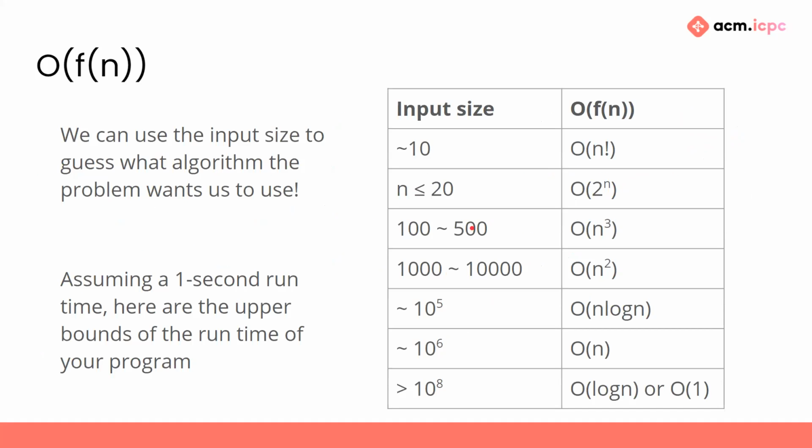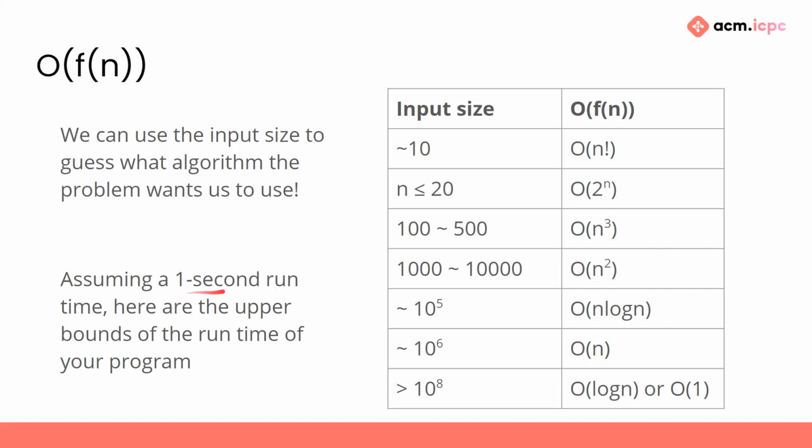Why do we need to know about this? In competitive programming, knowing the runtime complexity of your algorithm is very important, because if your code is too slow, it doesn't pass. And in some cases, we can even use the input size the problem tells us to infer what algorithm the problem wants us to use.